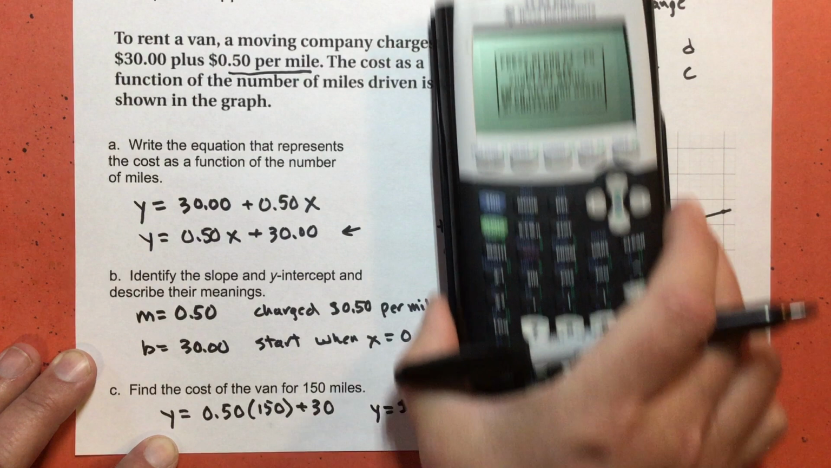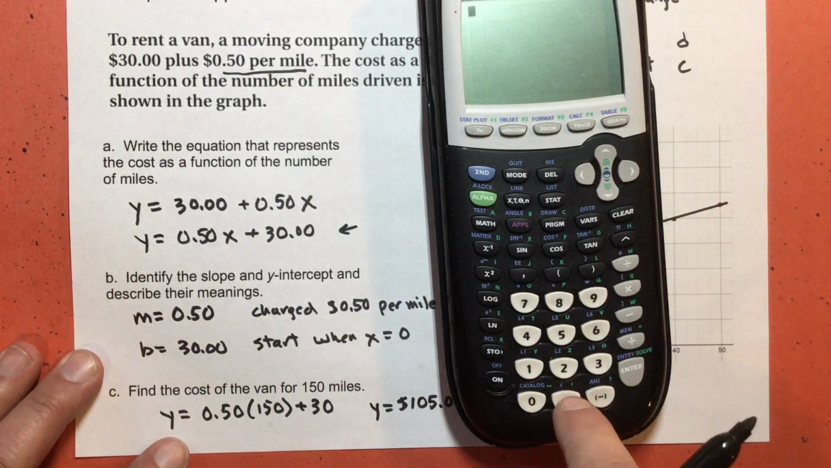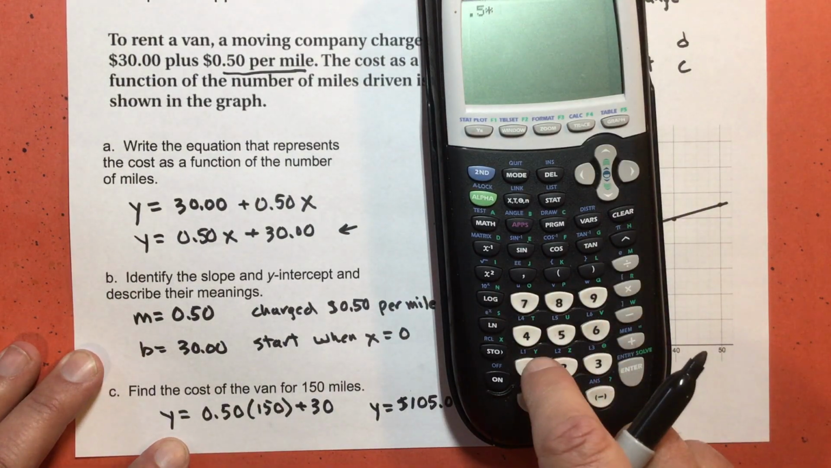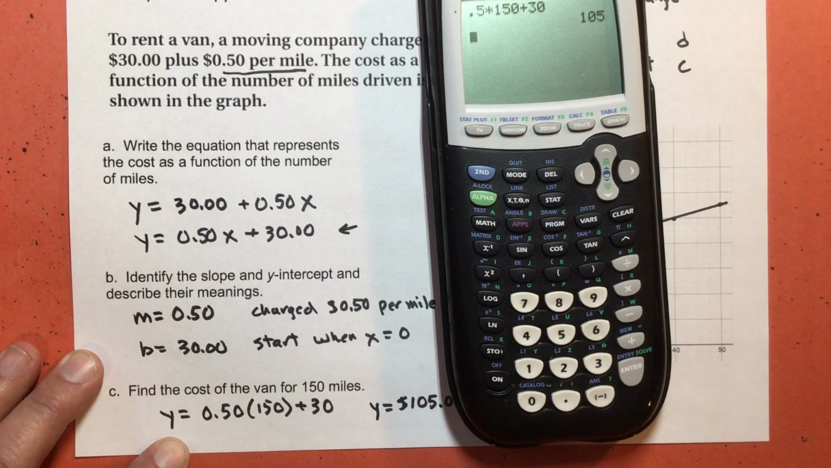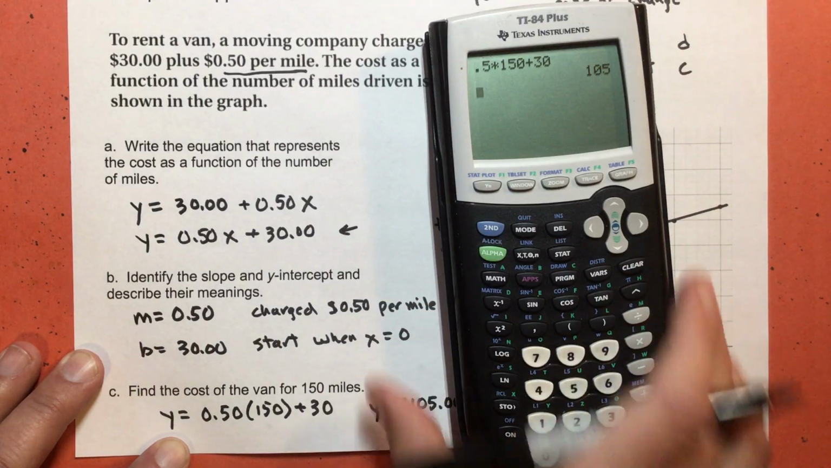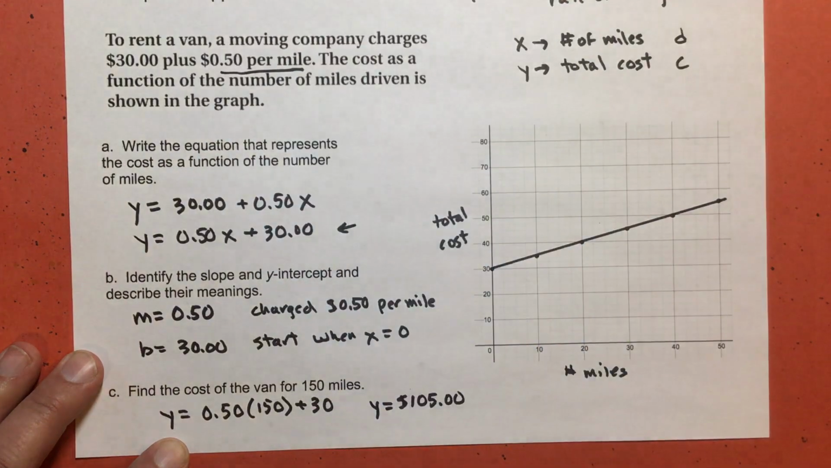So the total cost is going to be $105. And if you don't believe me, we can do this. 0.5 times 150 plus 30. And I get 105. Oh, maybe you saw that. I'm trying to get the whole thing in the screen.